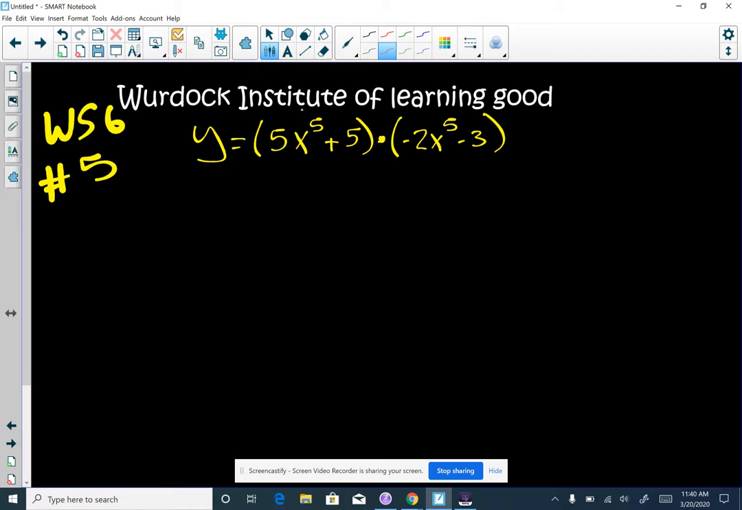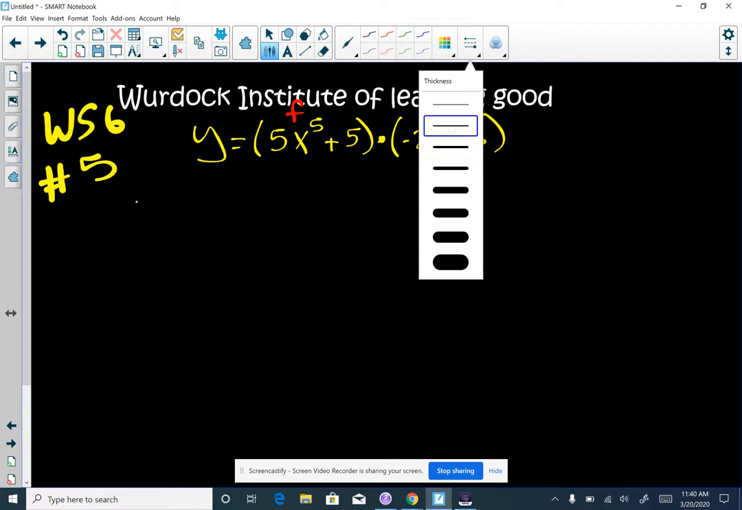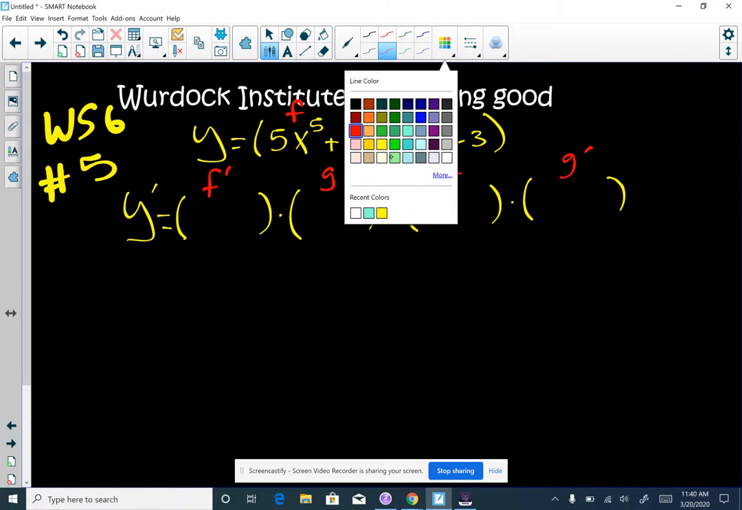To help us out there, I'll put a little f and g, and then here in yellow, I'm going to remind myself that to find the derivative, what you do is the derivative of f times g, add that to f times the derivative of g. I'll remind you further, derivative of f times g, f times the derivative of g, again in yellow.